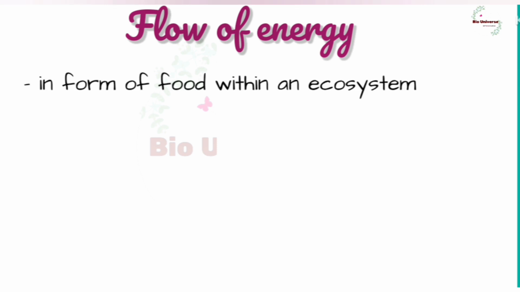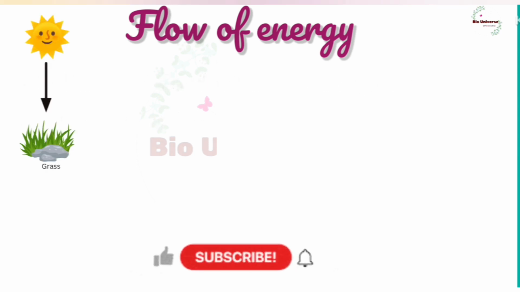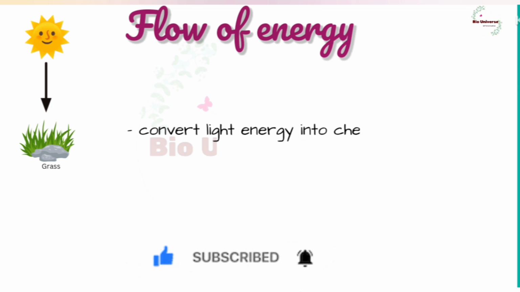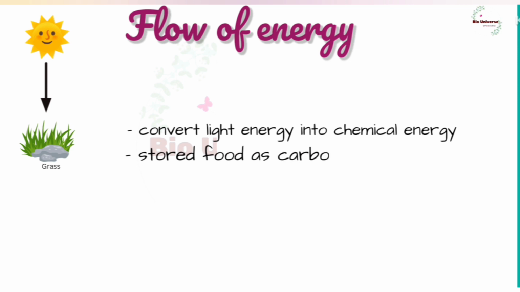As we know that there is a flow of energy in the form of food within an ecosystem, the flow of this energy is unidirectional. That is, it flows in one direction from the producers to the consumers at successively higher trophic levels. Green plants absorb a very small fraction, about 1% of the solar energy reaching the outer part of the atmosphere. Through photosynthesis, they convert this energy into chemical energy, which is stored as food.